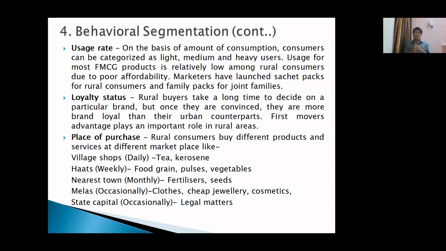Next is place of purchase. Rural consumers buy different products and services at different marketplaces. They buy from village shops, weekly haats, nearby towns, melas, or the state capital. And the kind of products they buy from these places has a certain kind of similarity. For example, most rural consumers will buy tea, kerosene, and these types of items from village shops daily.